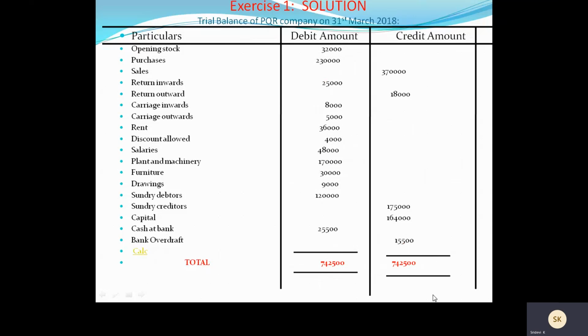So in the same manner, if you found that the debit column is properly 7,42,500, but in the credit amount column you got only 7,40,500, a 2,000 difference is there. So those 2,000 you write in the credit amount column and show it in front of that as a suspense account.